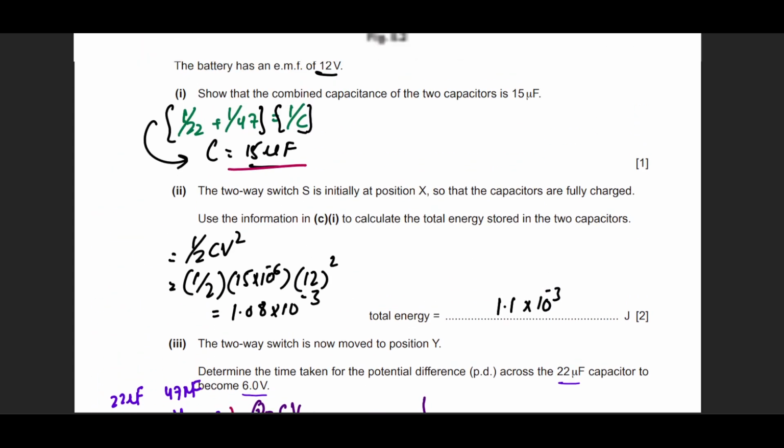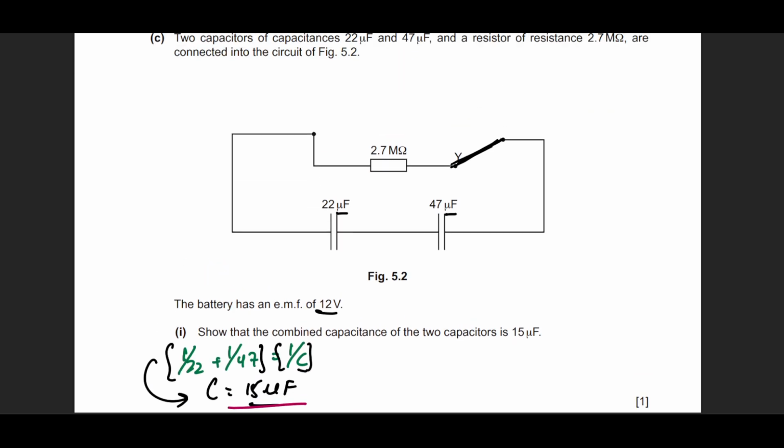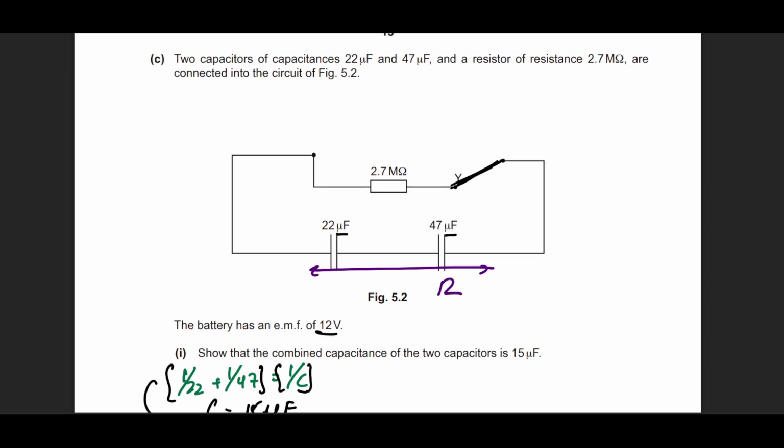Another way of doing this would be to compare the voltages. We know that this has a total voltage of 12 volts. So we can compare this using Q equals CV. We know that charge is the same, so voltage is inversely proportional to the capacitance. This is the equation that we can use. So how to use this? We can compare this with another situation of voltage with another capacitance.